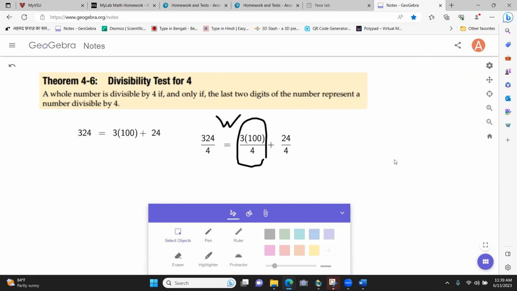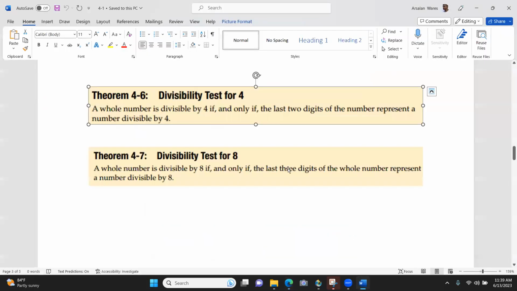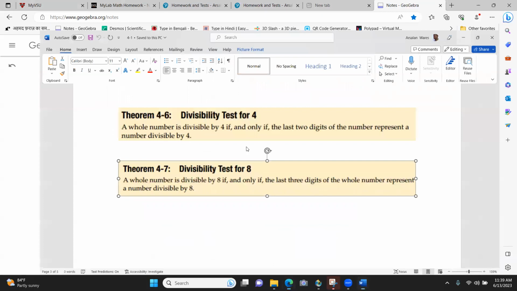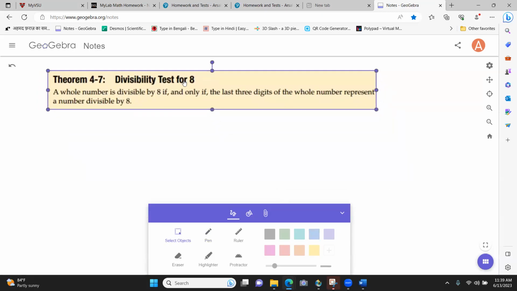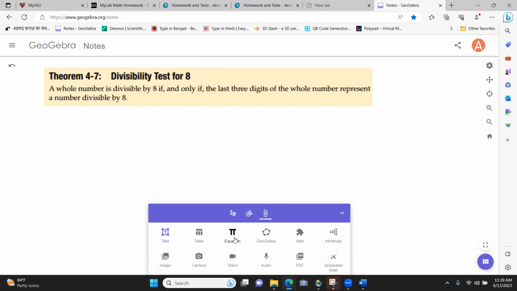And the good news is the divisibility test for 8 is really very, very similar. And what is it? Divisibility test for 8. It says a whole number is divisible by 8 if the last three digits of the whole number represent a number divisible by 8. Well, what do they mean? Oh, this is what they mean.